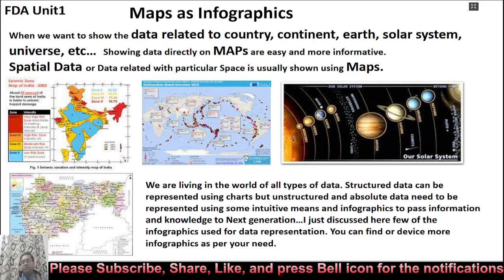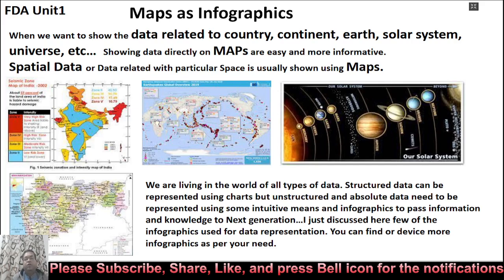Then we have the maps. Say instead of simply drawing charts, let's say I want to show all the cities in India which are earthquake prone, or the zones which are earthquake prone in India. So instead of showing that using a chart, if I use India's map, it's better. Okay, it passes the information very clearly. Now I know that this is the more earthquake prone zone, which is in red color, saffron color is less, and blue is almost immune to earthquakes, like that.